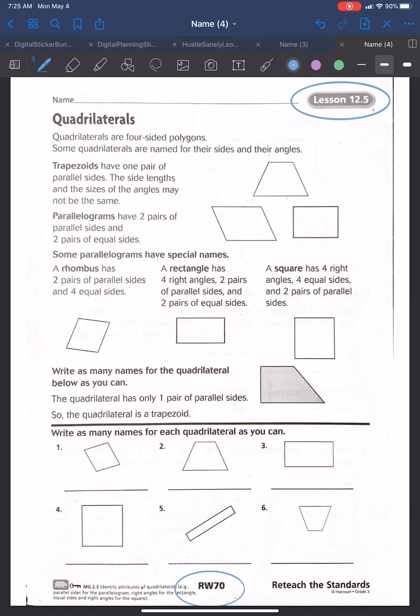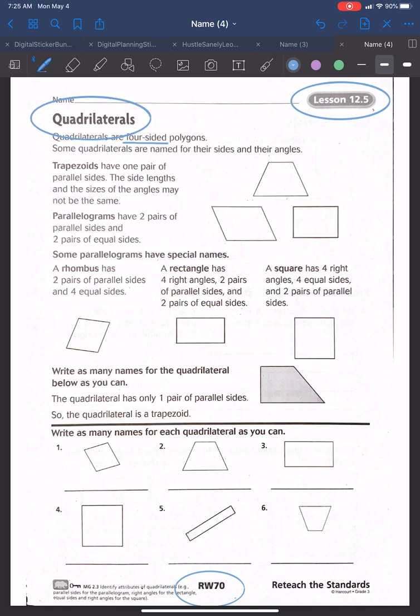Quadrilaterals are four-sided polygons. Remember, our polygons need to be closed. They need to have sides and angles, and they are a 2D shape. Okay, so each shape on this page is a polygon, but we're going to talk specifically about those four-sided polygons, also known as quadrilaterals.